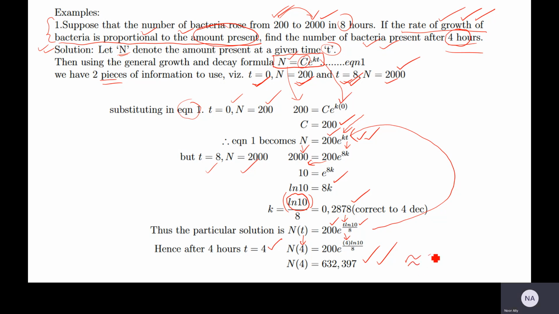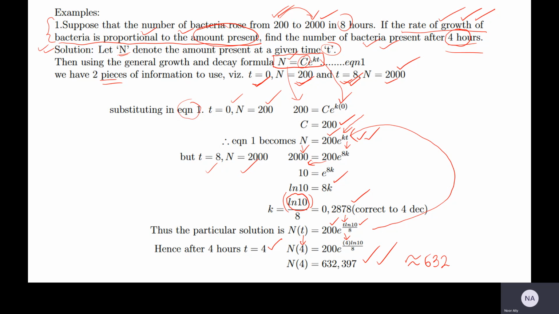Bacteria, 132 complete bacteria. And that is certainly something that you must be aware of. If, for instance, we are dealing with population, then we're dealing with people. So you get 632.397. Obviously, we don't have 0.397 of a person. So we'll take the closest whole value.